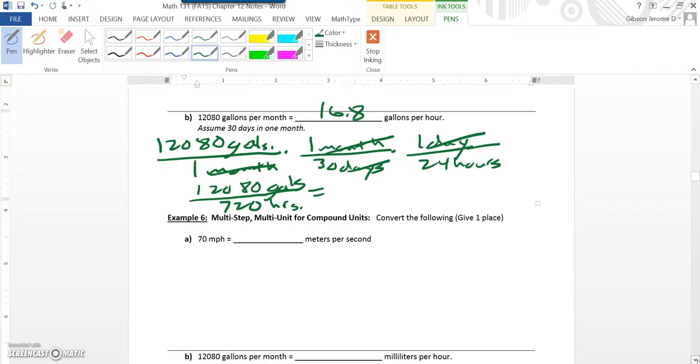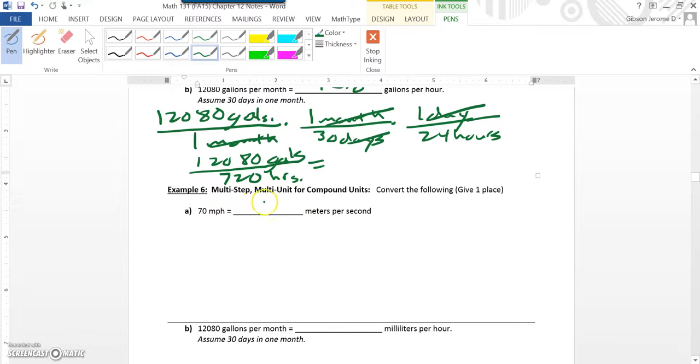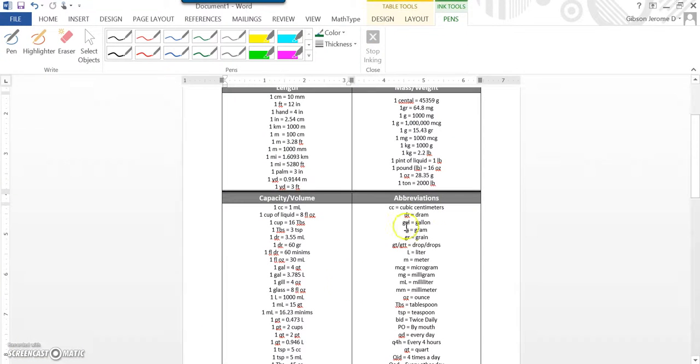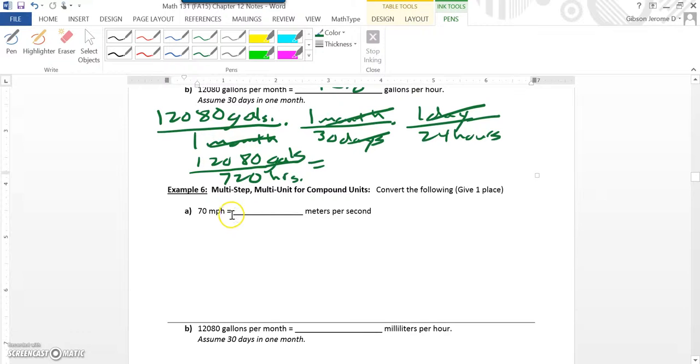Okay, now it says example 6. We have multi-step, multi-unit for compound units. We want to change, so we would take a look at the other chart. So we want to go from, let's look at this again, miles per hour to meters per second. So what we would have here is 70 miles per 1 hour. And then we want to go from hours to seconds.